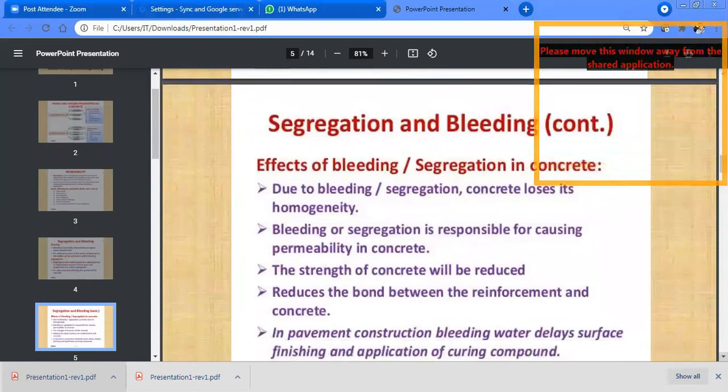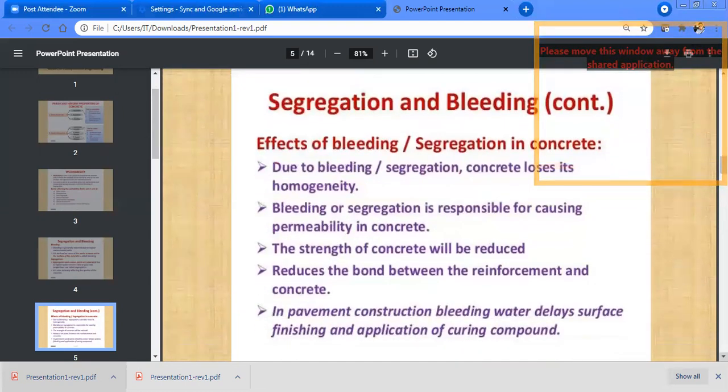Segregation and bleeding, I also discussed bleeding. There is a certain limitation for the water content.